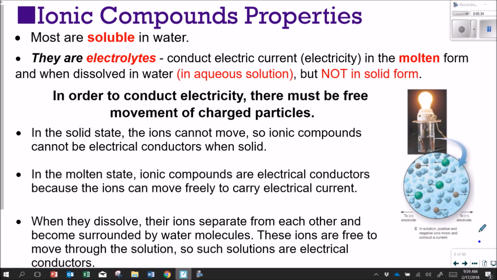In the molten or liquid state, ionic compounds can be electrical conductors because now the ions can move freely to carry that electric current. When they dissolve, their ions separate from each other and become surrounded by water molecules. Now the ions are free to move throughout the solution, so they become electrical conductors. And over here, we can see the ions moving around in the water, and they can light a bulb up, meaning that they are conducting electricity.